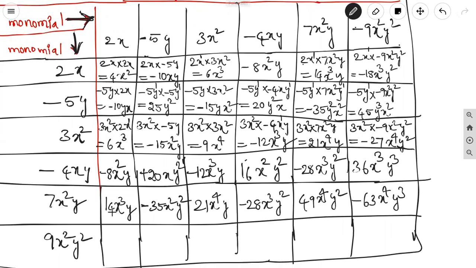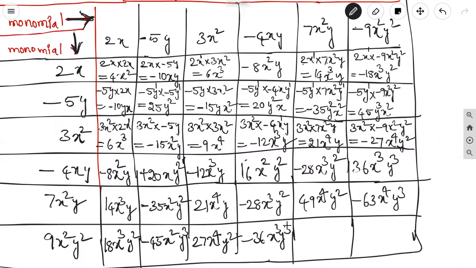Nine 2s are 18, x to the power of 1 plus 2, 3, y square. 9 5s are minus 45, x square, y to the power of 2 plus 1, y cube. 9 3s are 27, x to the power of 2 plus 2, 4, y square. 9 4s are minus 36, x to the power of 3, y to the power of 3.